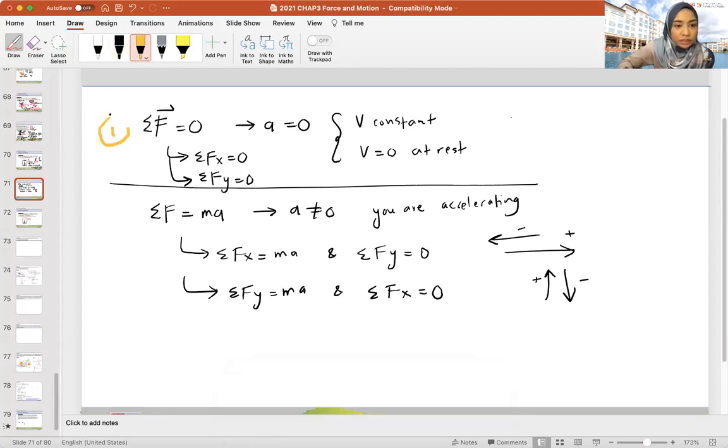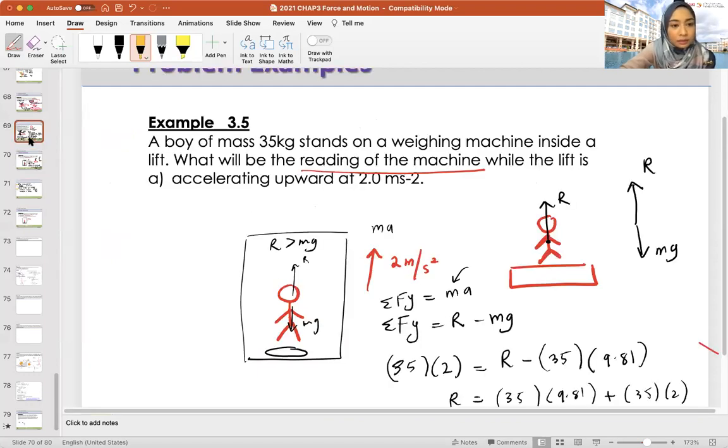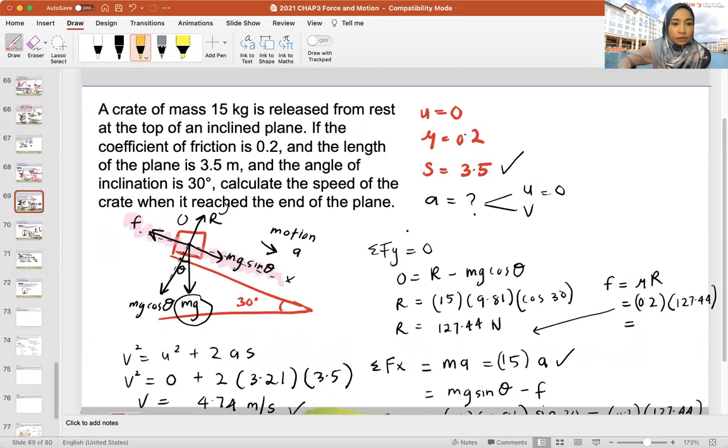So this is situation number 1, equilibrium. Situation number 2, linear motion, or acceleration is not equal to 0. And then we talked about a bunch of examples. Is this file too heavy? Okay. We talked about a crate that is released from rest.